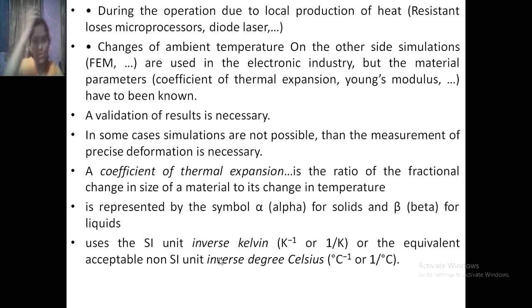During the operation, due to local production of heat, that is resistance losses, microprocessors, diodes, lasers. Also changes of ambient temperature.